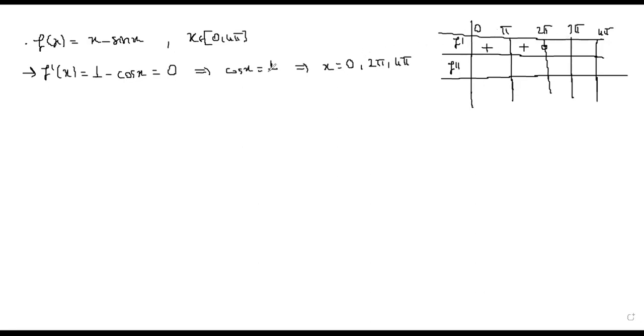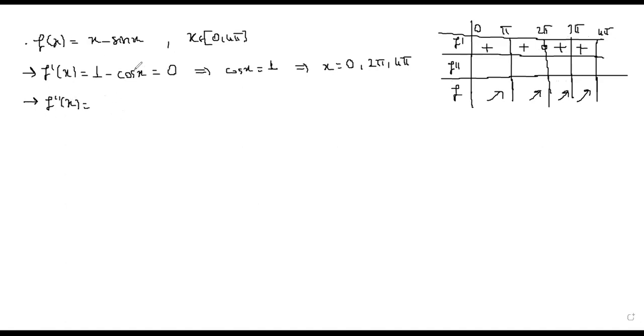And what about this? If you pick, for example, 3 pi, cosine 3 pi is minus 1, so you will get something positive there. So it's again positive. Okay, it's always positive. It means the function f is increasing on this interval. It's always increasing.